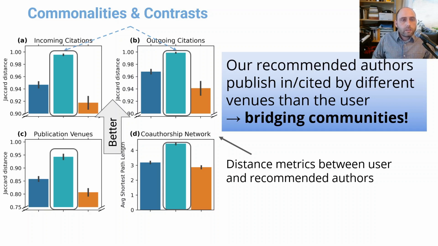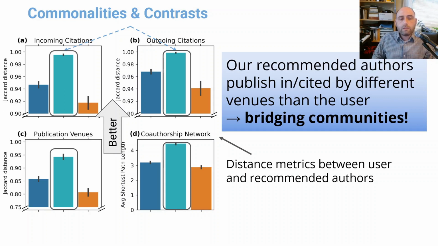Finally, a result we're particularly excited about is that when we look at our recommendations versus those of the Semantic Scholar baseline, we find that we are able to suggest authors who are much more diverse, much more distant to the end user while still being relevant. What you see on the left are plots of distance measures between the end user and recommended authors, such as distances based on the citation graph, shared publication venues, or distances in the co-authorship network.